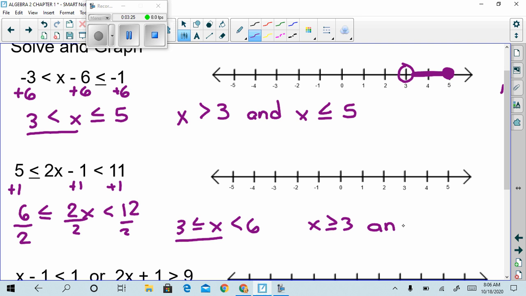And the second part, x is less than 6. So again, I need a circle at 3. This time it's a closed circle. Why? Because of this line underneath that says it's also equal to that solution.